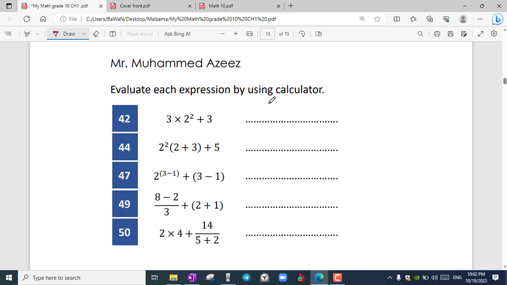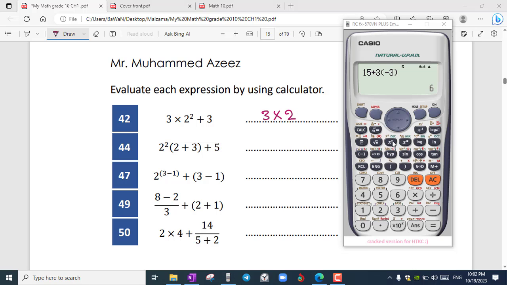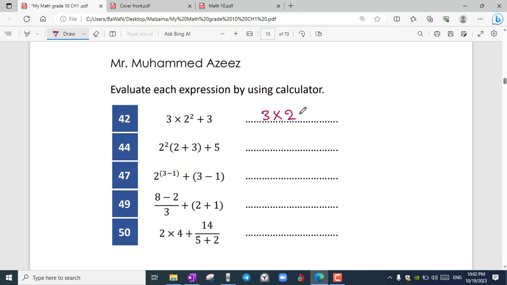You're gonna write this in calculator like 3 times 2. You either press the square button, there's a square button in your calculator, or you can use this icon. This means 2 power 2 plus 3. When you press the equal, you get the answer. Actually, the answer is 4 times 3, 12 plus 3, 15.